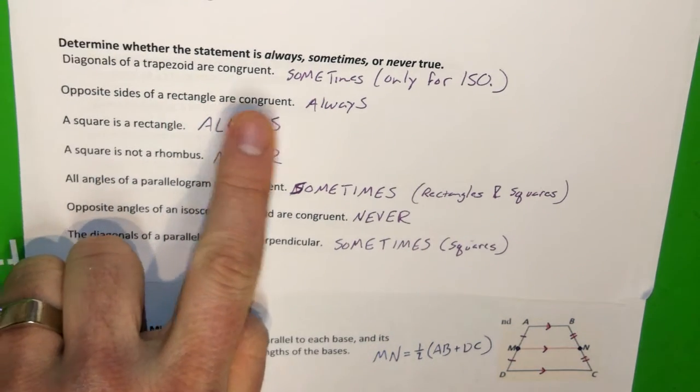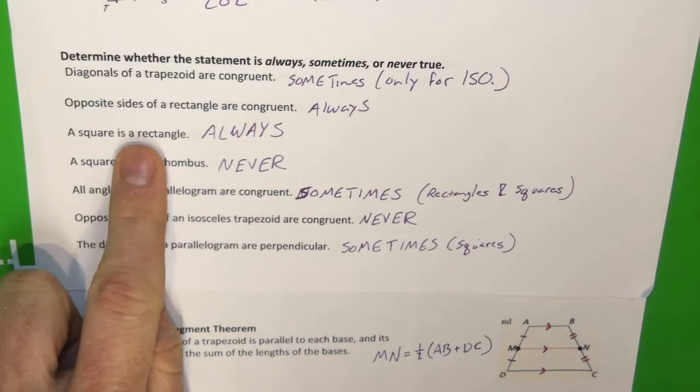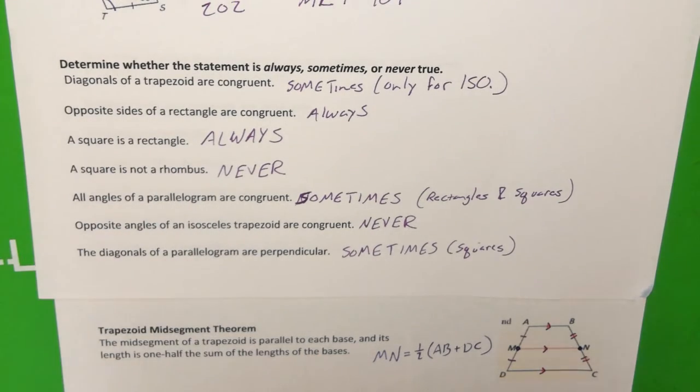Opposite sides of a rectangle are congruent. That is always true. So your basic definition for a rectangle is that it will have all perpendicular lines or 90-degree angles, but that doesn't mean that there aren't corollaries to that. So the backup to that is going to be that you will have those congruent sides. A square is a rectangle. That is always true. The definition of a square is that it is both a rhombus and a parallelogram at the same time. It's going to have those pieces that are going to be required in order to make it a rectangle.